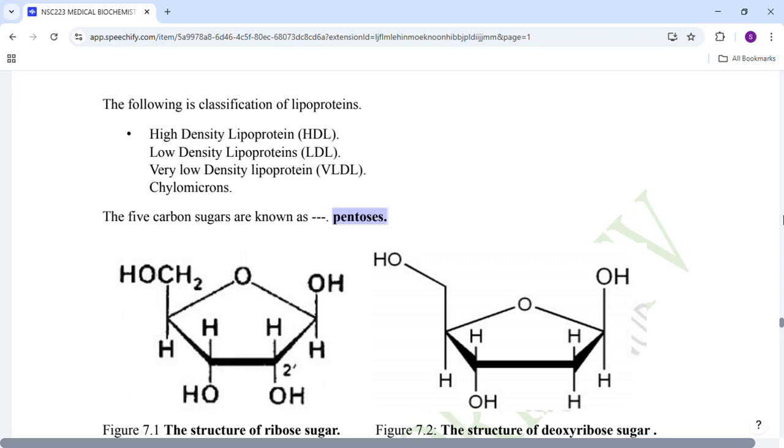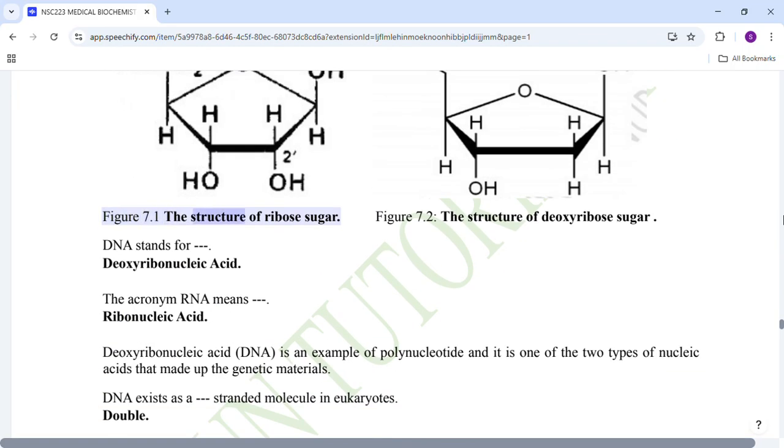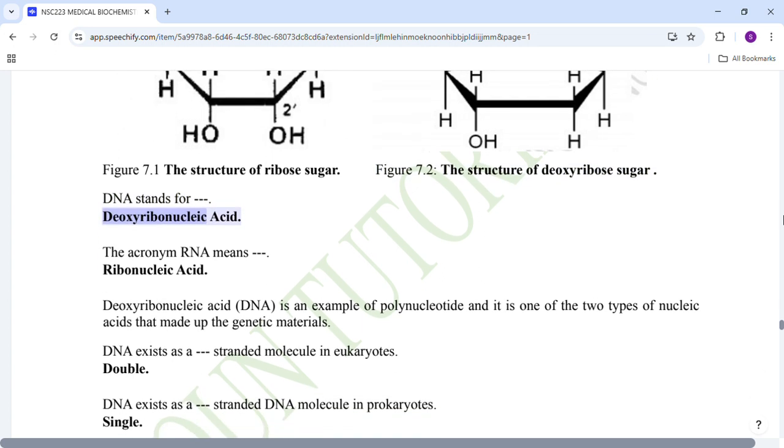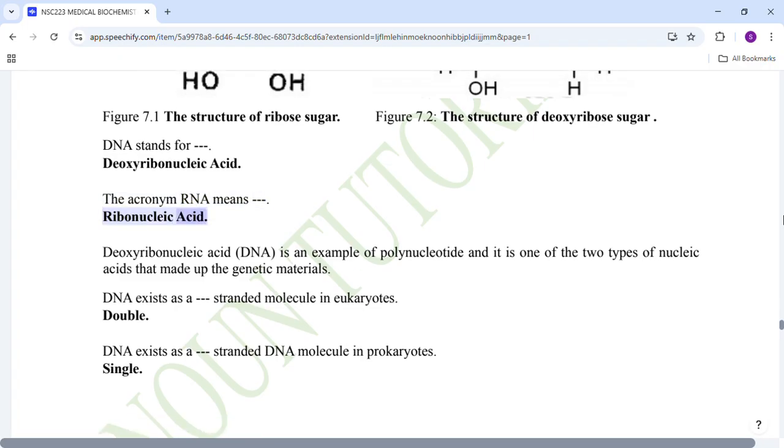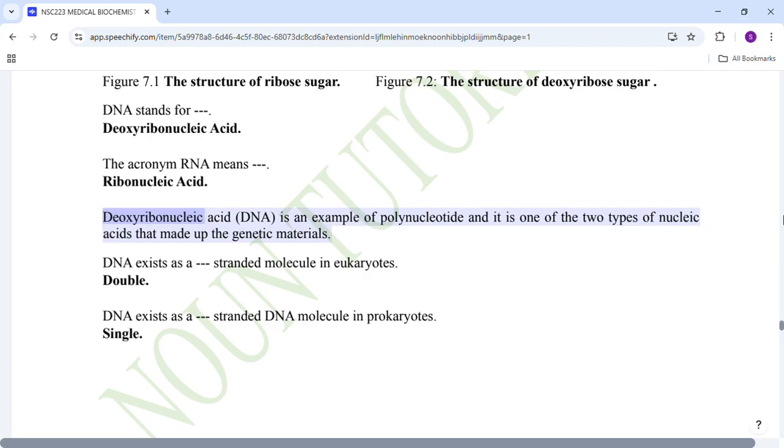pentoses. Figure 7.1 The structure of ribose sugar. Figure 7.2 The structure of deoxyribose sugar. DNA stands for deoxyribonucleic acid. The acronym RNA means ribonucleic acid. Deoxyribonucleic acid, DNA, is an example of polynucleotide, and it is one of the 2 types of nucleic acids that make up the genetic materials.